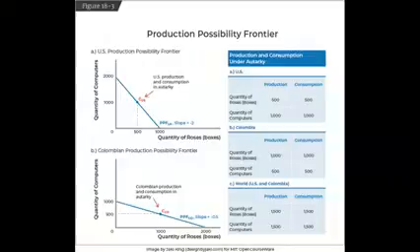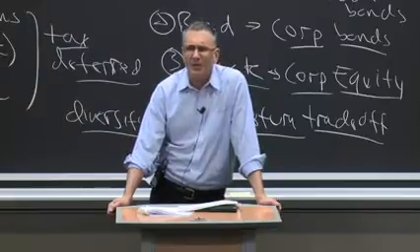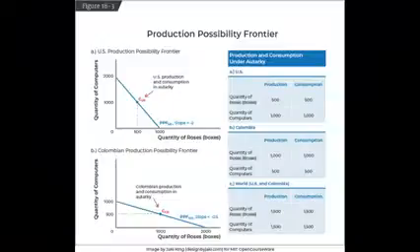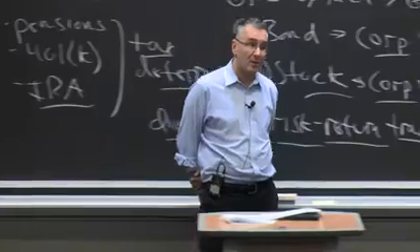Say that Colombia, given their skill level, resources, the sunshine, the beautiful weather. Any Colombians here? Sounds perfect. It's like 75 all the time. Okay? They can make 2,000 roses and 1,000 computers, or some combination in between.